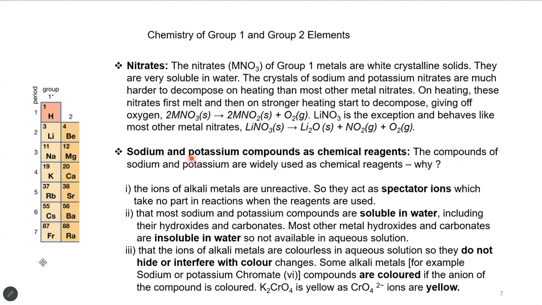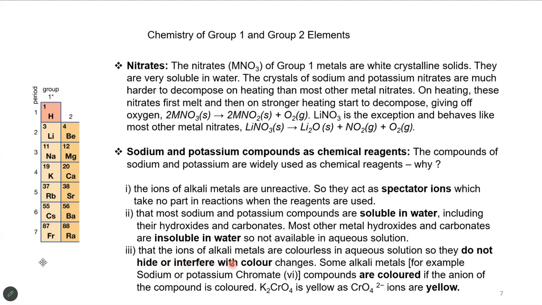Well, one thing is this: potassium and sodium compounds can be used as chemical reagents. Why? Because there are three points. One, in solution, potassium and sodium act as spectator ions. That means they do not take part in the reaction, but they are used as reagents. The potassium compounds are more soluble, and this is one of the reasons why we use them as chemical reagents. And other hydroxides are less soluble and are not available in aqueous media also.